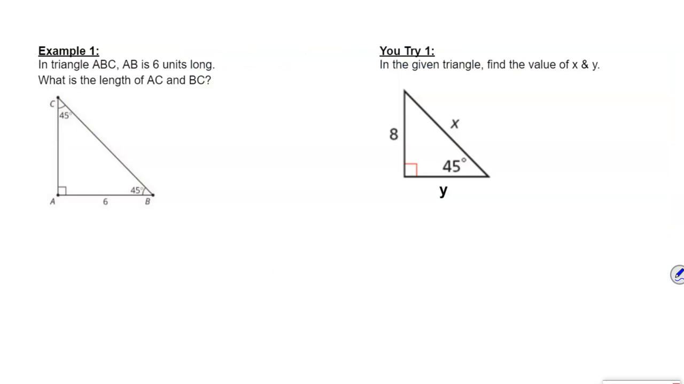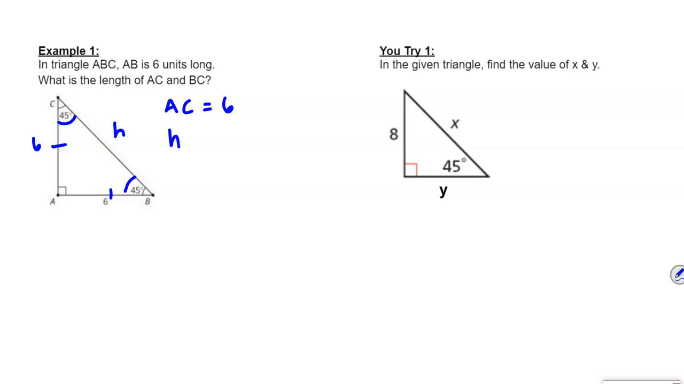All right, so in example 1, it says in triangle ABC, AB is 6 units long. It shows us that in the drawing. What is the length of AC and BC? Okay, so remember again, because these angles are congruent, which it shows in our drawing, then the sides that are opposite them are congruent. So that means this side also is 6. So AC is going to be equal to 6. And BC is our hypotenuse, right?